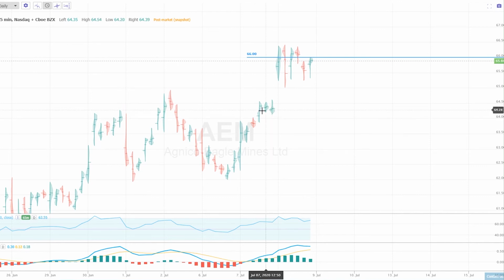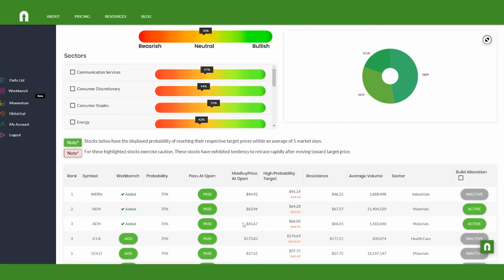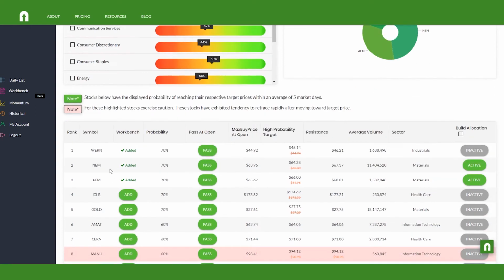And yesterday you're looking at $64 and then all of a sudden it jumps up to 66. You could have done well if you had been able to get in below the max buy price at open and then hit that high probability target that they're showing. Now, I want to go down and, the story is repeated for all of these, right? You've got a high probability target. They are ranked in order of FinClub's best picks. And then you've got 5 days to hit those target prices.